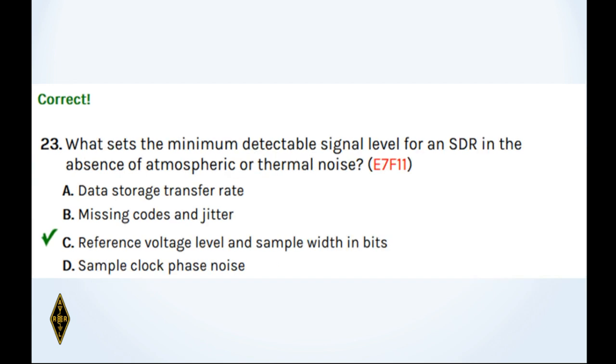And what sets the minimum detectable signal level for an SDR? The reference voltage level, and more importantly, the sample width in bits. More bits, more chance of detecting a weaker signal. So 23C.